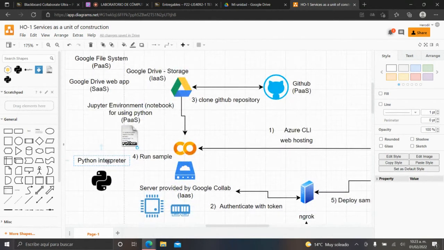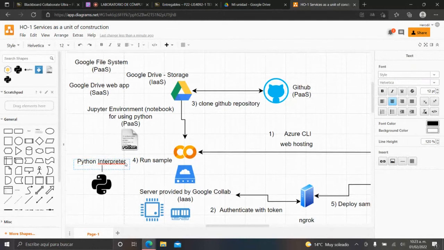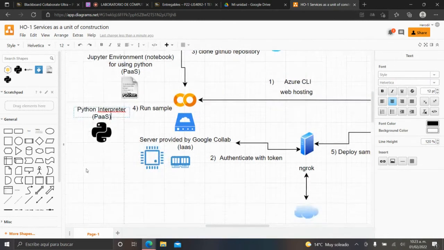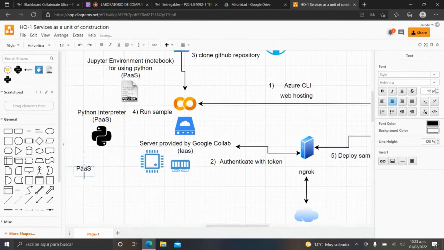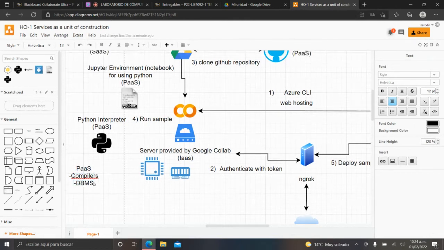Okay. And the Python interpreter? No, Python interpreter, it's a platform as a service. So everything that is compilers, interpreters, DBMS, all these are platform as a service. So everything that is horizontal to an application, that doesn't make part of the application logic, is platform as a service. The operating system is platform as a service. Okay, okay. You see?